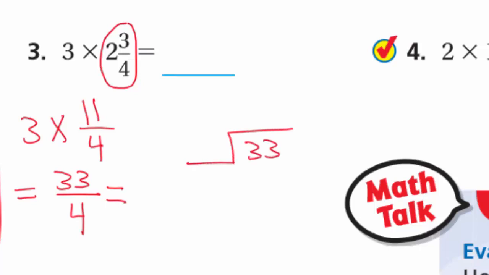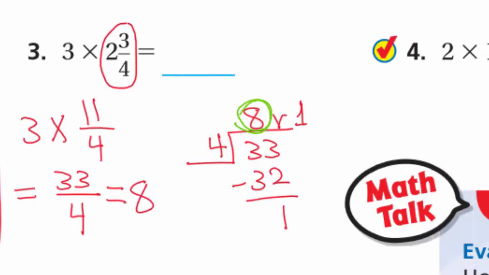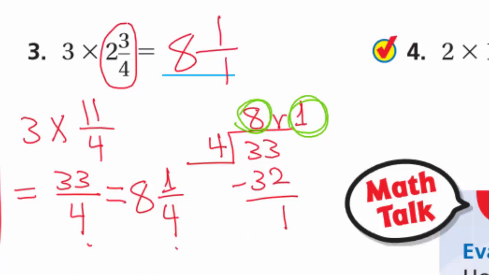So 33 divided by 4. How many 4s are in 33? We have 8 fours. So 8 multiplied by 4 is 32. Subtract, we'll have 1 as remainder. So to write it as a mixed number, this 8 is the whole number, and we make a fraction. This 1, which is the remainder, is the numerator. I write it up, and down is 4. It doesn't change. So it's 8 and 1 fourth.